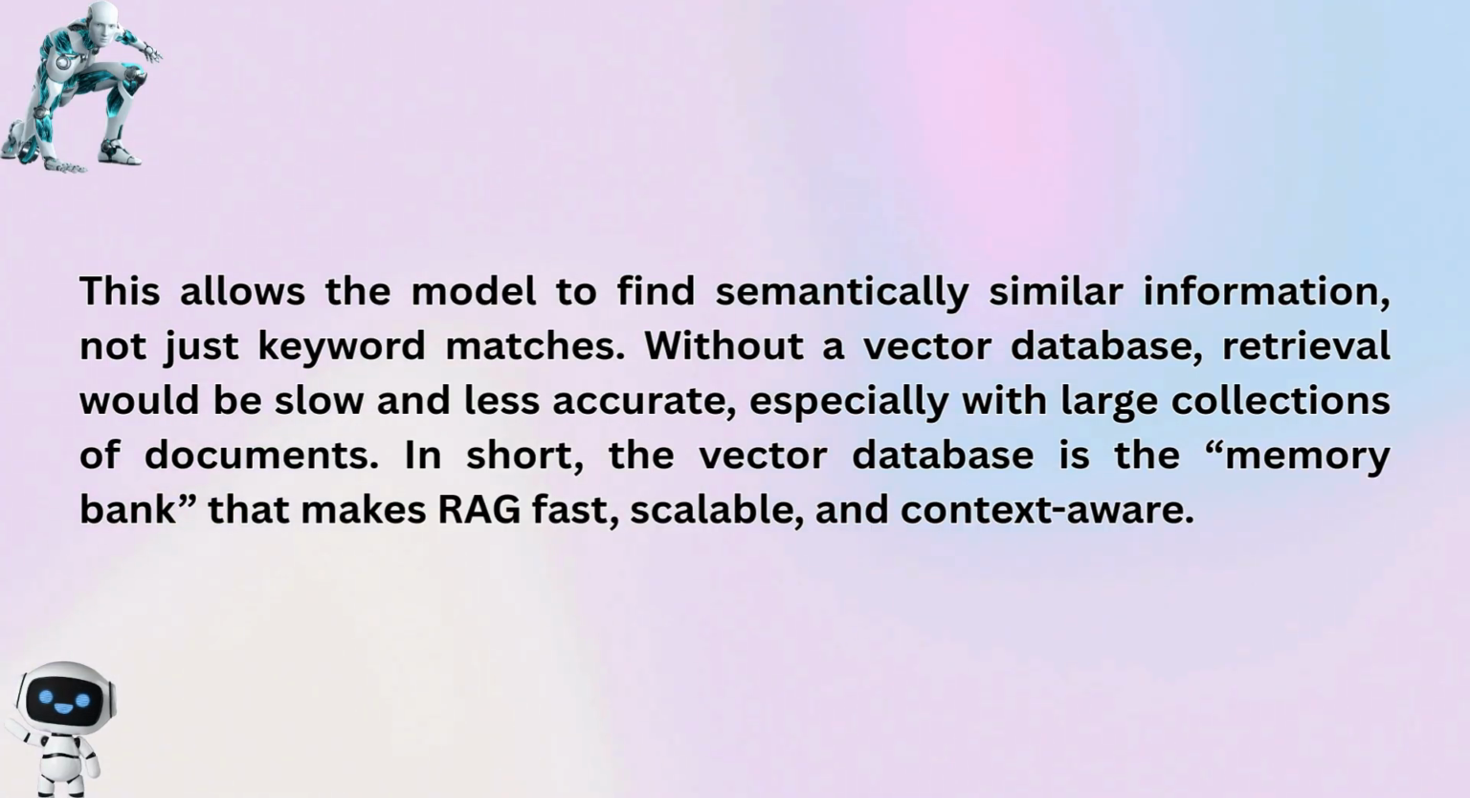In short, the vector database is the memory bank that makes RAG fast, scalable, and context-aware.